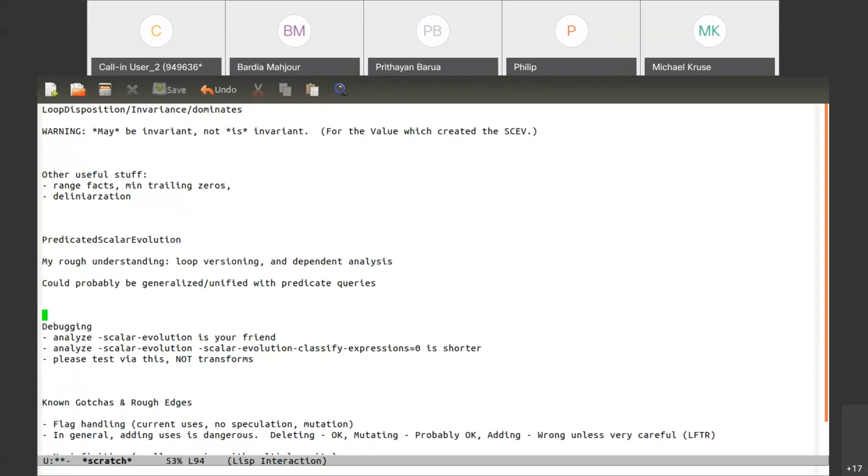Okay, so I want to give a little bit of a flavor of how to debug and think about SCEV issues, and what are some of the known gotchas to watch out for, some known weaknesses in the infrastructure.